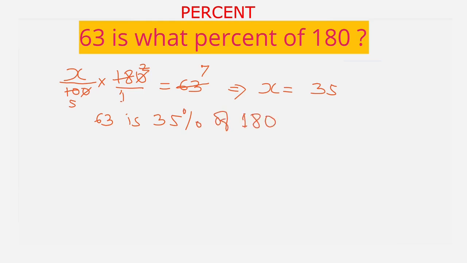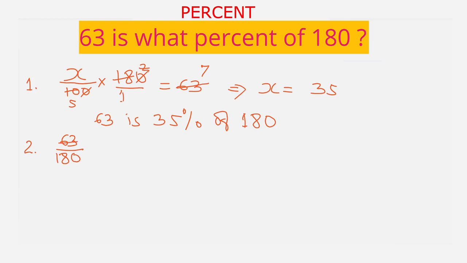Now we solve it by another method. This was the first method. Now we are solving it by another method. 63 is what percent of 180? It means that 63 is some part of 180. So we write 63 over 180. And we convert this into decimal.